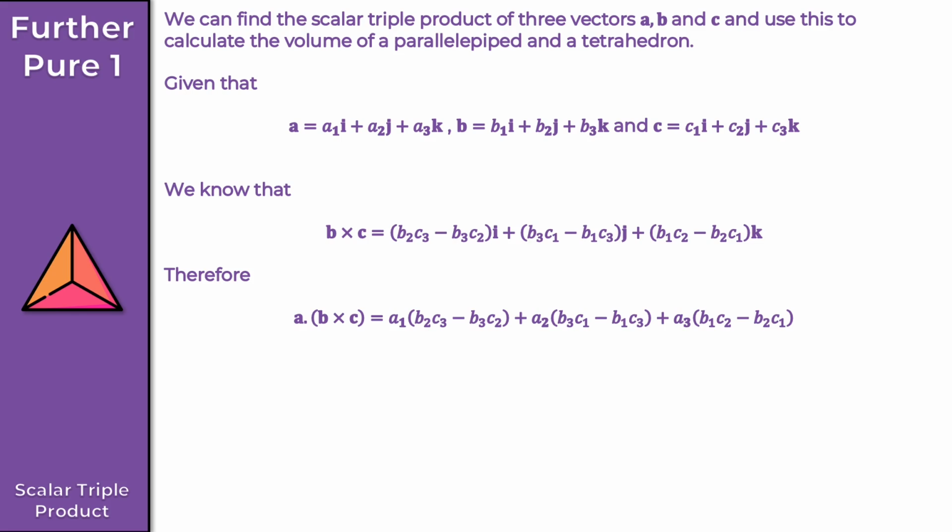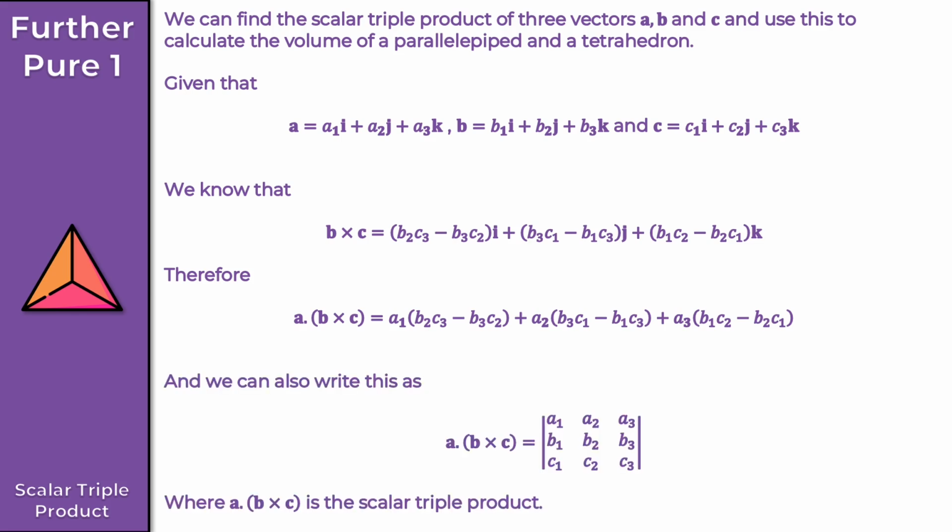So a better way to write this is as follows. We can also write a dotted with b cross c as this 3×3 determinant. Along the top row, we have a1, a2, a3. Along the middle row, we have b1, b2, b3. And finally, along the bottom row, we have c1, c2, and c3. Obviously, if we expand along the top row, we just obtain this result. It's the same thing, but writing it in this form is a little bit more intuitive.